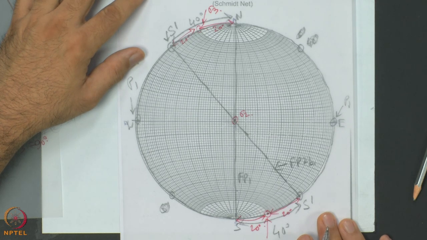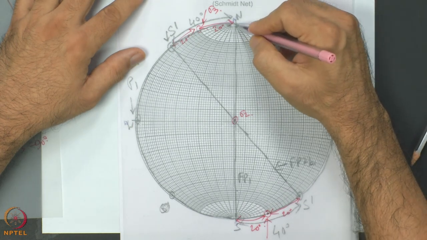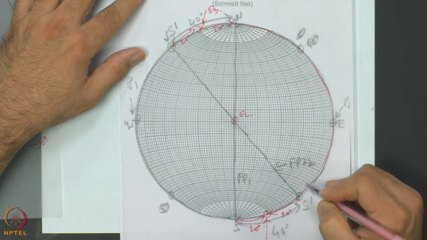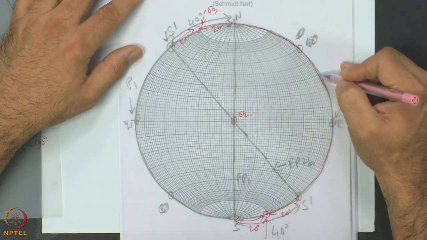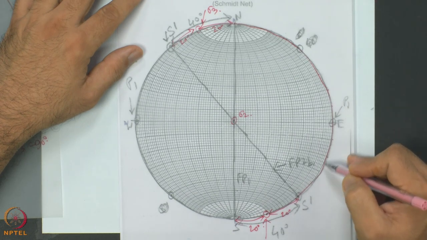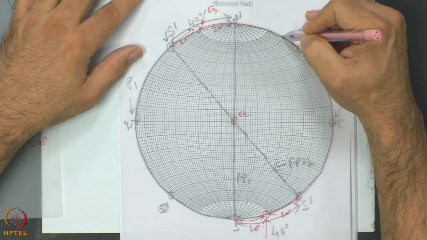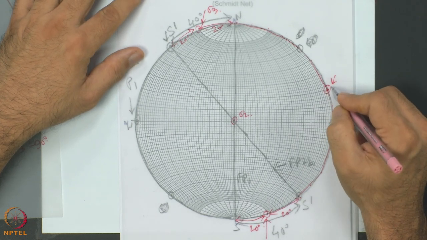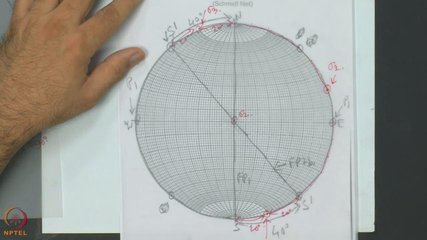Now, we are going to plot the sigma 1, which is the bisector of the obtuse angle. This is the obtuse angle and we need its bisector. How much is the total angle? 10, 20, 30, 40, 50, 60, 70, 80, 90, 100, 110, 120, 130 and 140. So, I have to move 70 degree from here, 10, 20, 30, 40, 50, 60 and 70 degree. This point will be marked as sigma 1 principal stress axis.